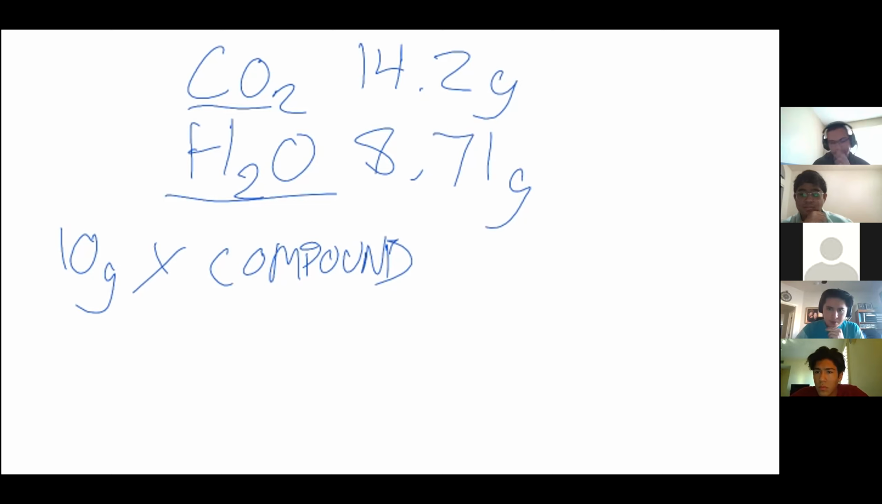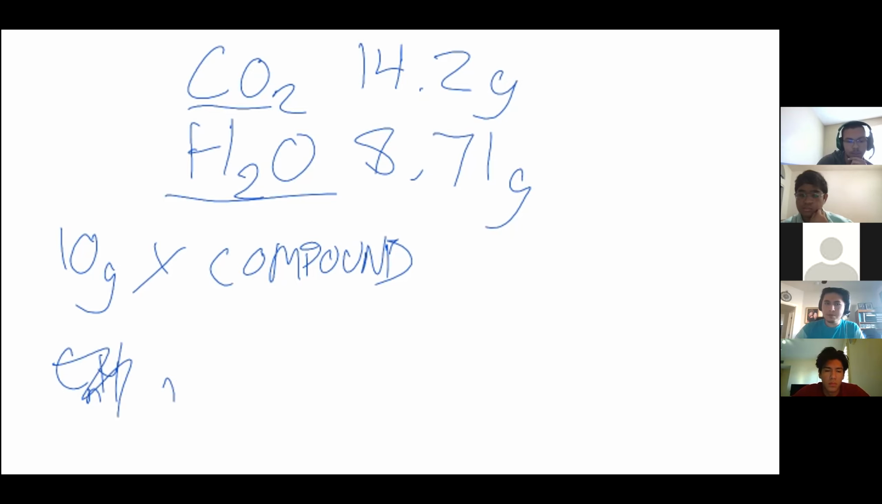Anyone else can also chime in. Jeremiah, I kind of want to butt in here. Since we know that our products are carbon dioxide and water, we can assume that this is a combustion reaction with an alkane and oxygen. Mm-hmm. So we can start by assuming the compound is maybe an alkane, and try to figure that out.